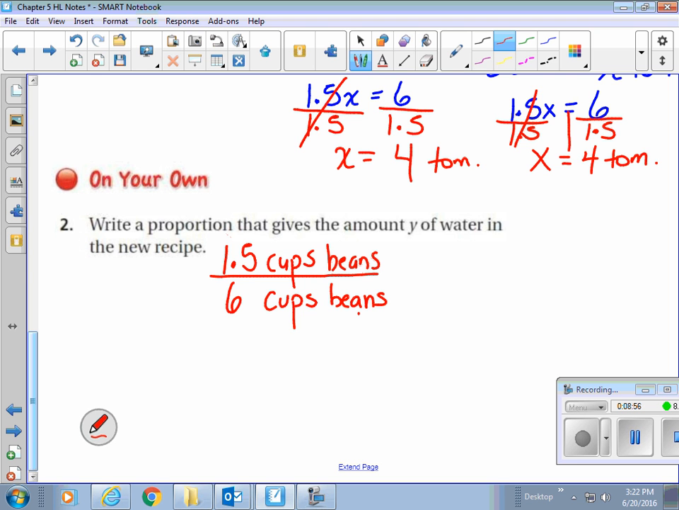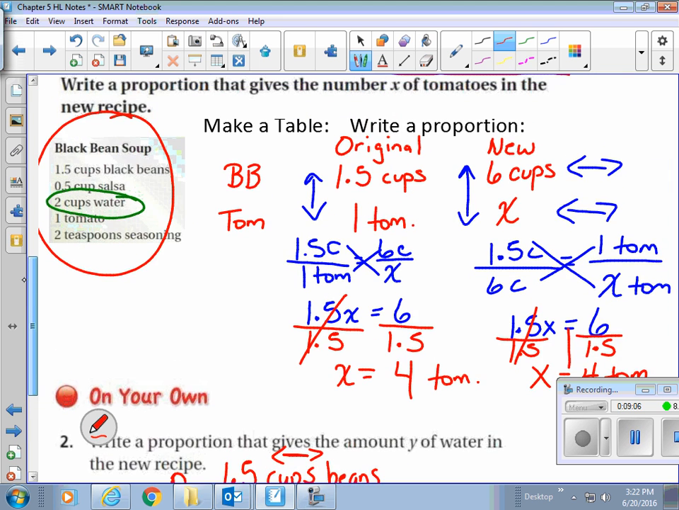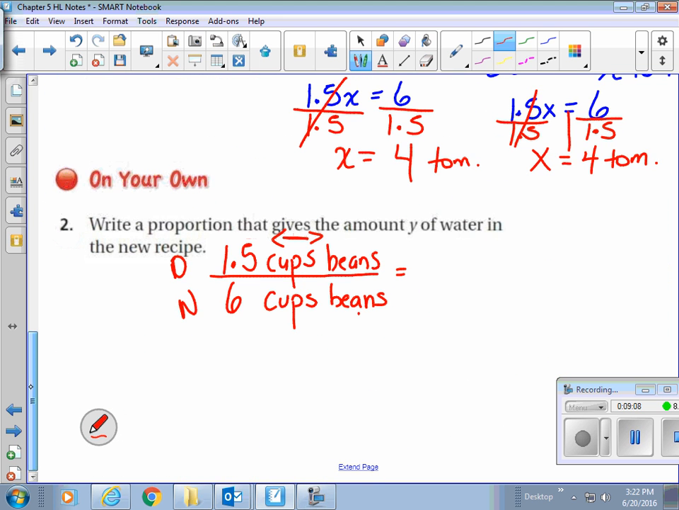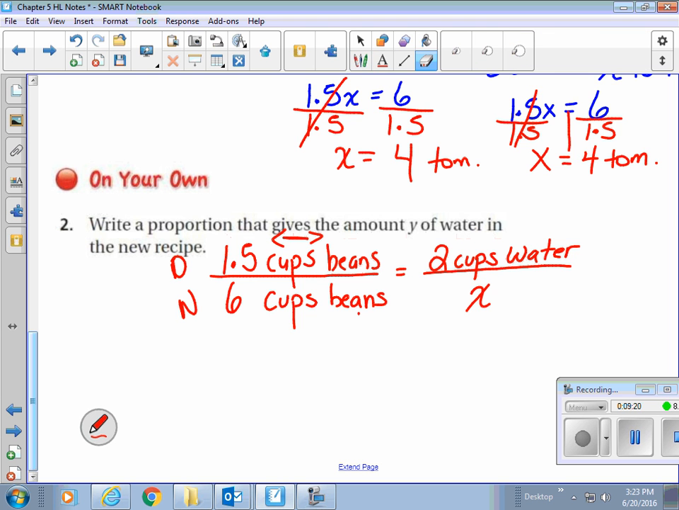This is me going by rows. So this is original over new. What was my original amount of water that I needed? Back up here it says 2 cups of water. And I could use that information to figure out how much water I need in my new recipe. Oh, and sorry, they told us to call that y instead of x here.